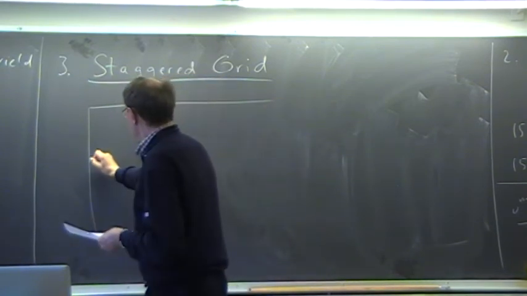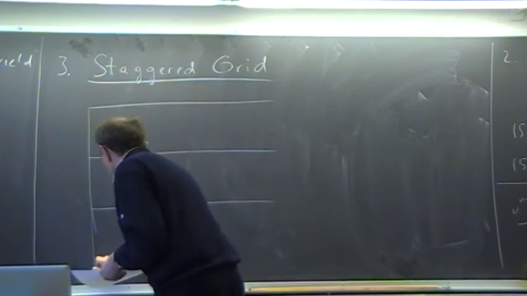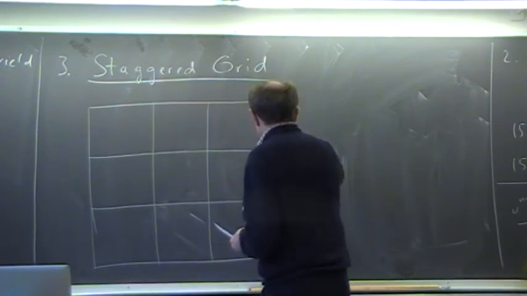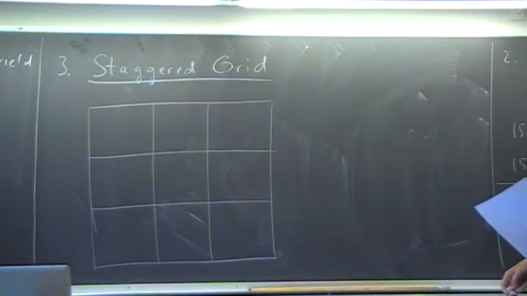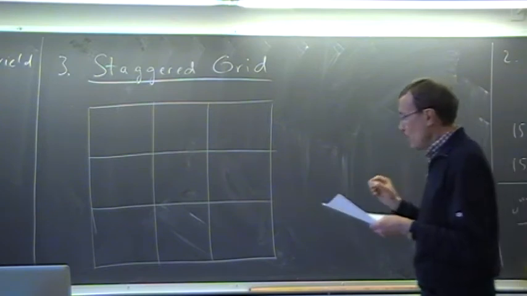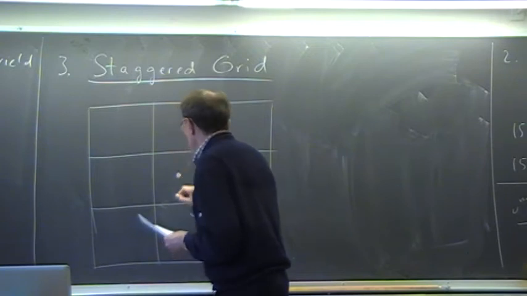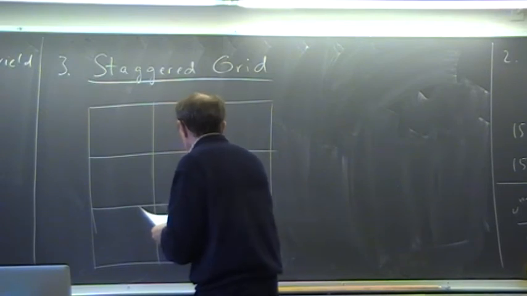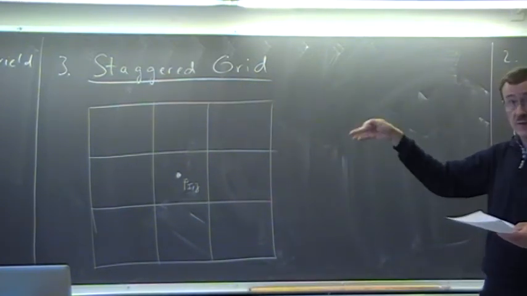I sketch it just for a very small grid, so where we have just 3x3 cells. And then the idea is the following. We assume that we have the pressure located in the center of these cells. So for example, here I denote it by the pressure. It would be then at ij. That means also the pressure itself and the pressure correction, they sit there.